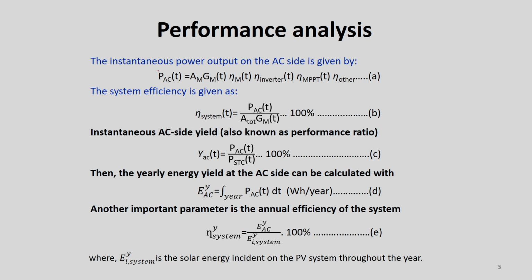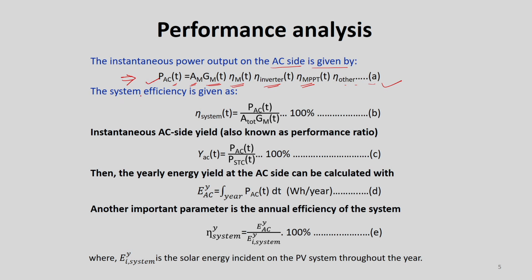Now, if we talk about performance analysis, we need to investigate those parameters as we can visualize now. This instantaneous energy output on the AC side is given by PAC, a function of time. AM is the area of the panel, GM is the intensity of solar radiation, eta M is the module efficiency, then we have inverter efficiency, eta inverter, then MPPT efficiency, and many more component efficiencies need to be considered. This expression is for instantaneous. At any moment we can calculate PAC of a grid connected PV system.